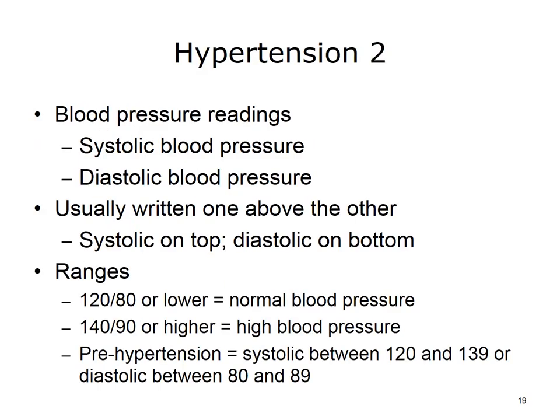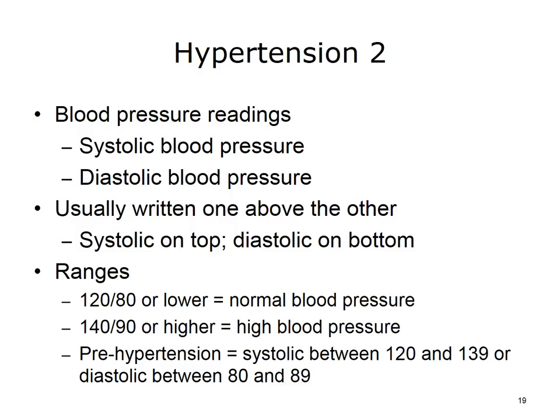The diagnosis of hypertension is based upon your blood pressure readings. Blood pressure readings use two numbers, the systolic and diastolic pressures. Systolic blood pressure is the pressure when the heart beats while pumping blood. Diastolic blood pressure, in contrast, is the pressure when the heart is at rest between beats. The resulting pressure readings are usually written one above or before the other.